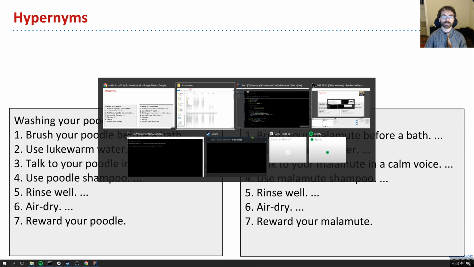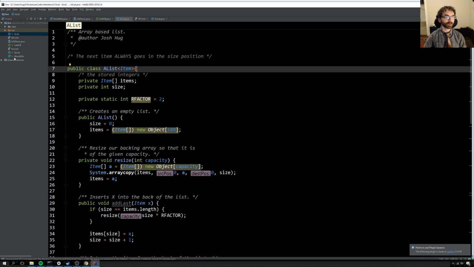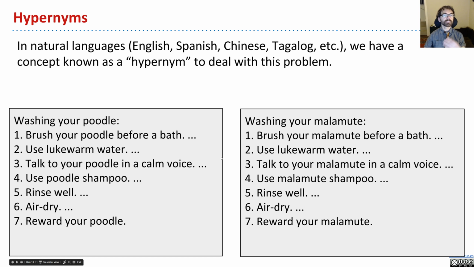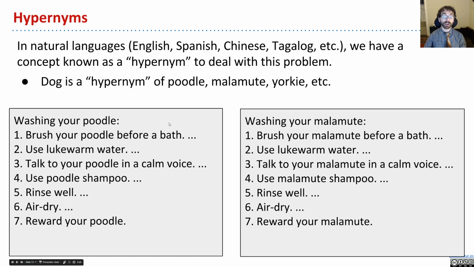That's basically what we were just doing in our very hackish version of our word utils class. So this is something our ancestors faced. They had to come up with words that captured both of these creatures. And so in English, the term for this is hypernym. So dog, in this case, is a hypernym of poodle, Malamute, Yorkie, Dachshund, and so forth.